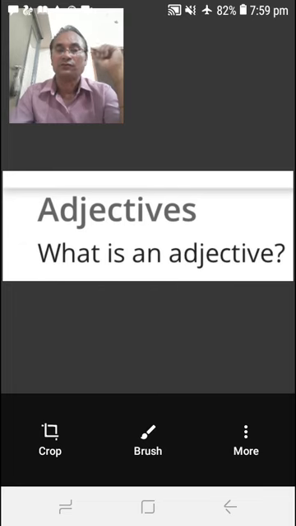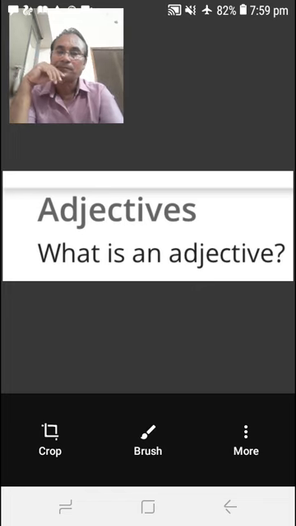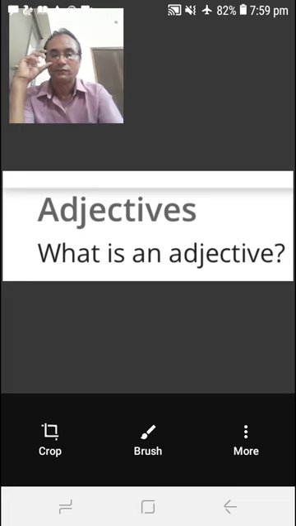What is an adjective? There is an ocean of adjectives, so it would be difficult to just directly identify them. So it would be a good option to classify them, so that it would be much simpler to identify the adjectives. Let's see the adjectives.